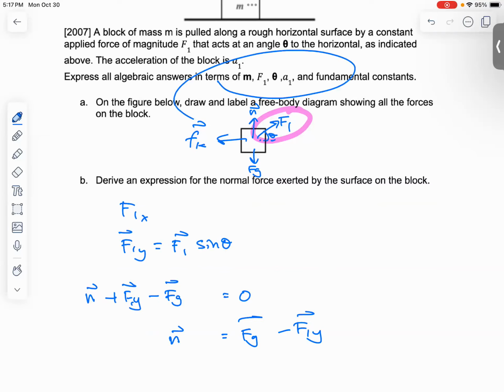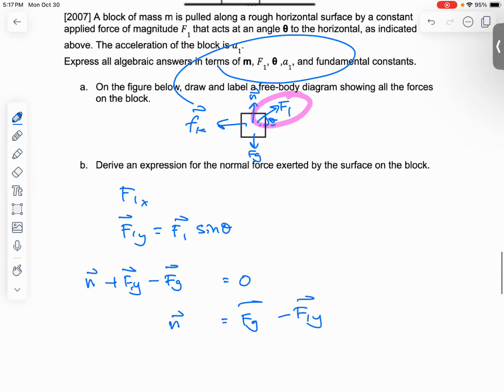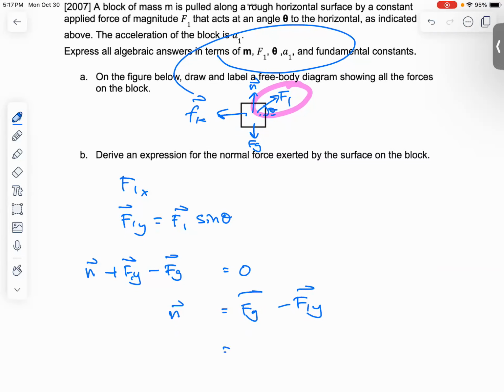And since it says that all the algebraic expressions must be in terms of those characters, that means Fg would be simply mg, minus F1 sine theta. Same? Yes? All right, so that's part B. And then part C, and let's go ahead and take a look at part C first.